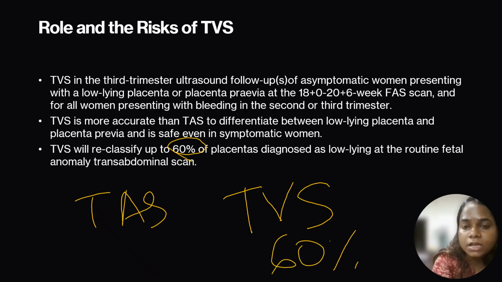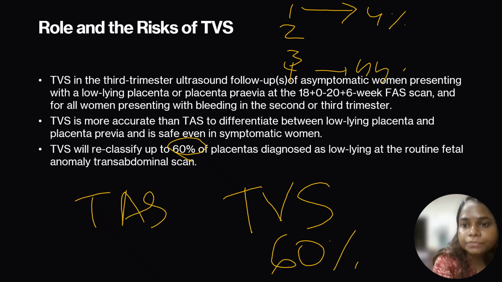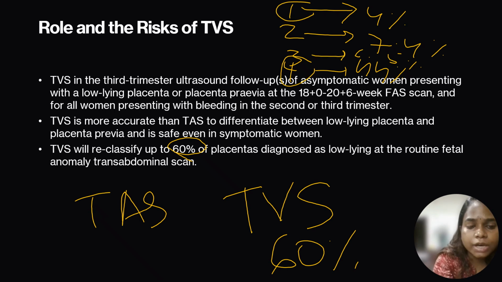Now once again I'll revise the cesarean sections with placenta previa. One cesarean section, then 4%. 4 cesarean sections, then it is 44%. 2 cesarean sections, it is 7.4%. And 3 cesarean sections, it is 6.5%. Okay, remember this 1 and 4 mainly. Another percentage which I told is transvaginal ultrasound can reclassify placenta previa diagnosis, 60% chance. Okay.